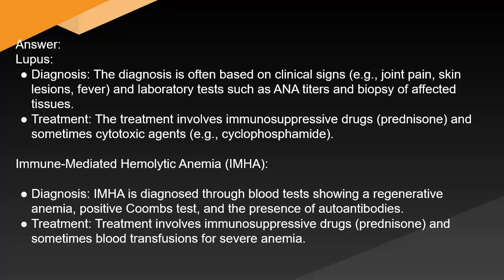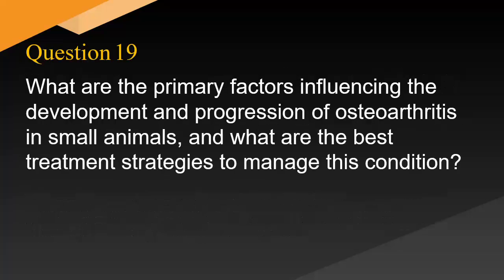Diagnosis. IMHA is diagnosed through blood tests showing a regenerative anemia, positive Coombs test, and the presence of autoantibodies. Treatment. Treatment involves immunosuppressive drugs, prednisone, and sometimes blood transfusions for severe anemia. What are the primary factors influencing the development and progression of osteoarthritis in small animals, and what are the best treatment strategies to manage this condition?